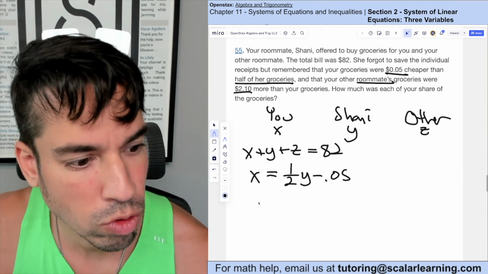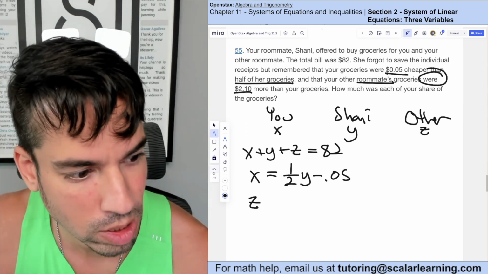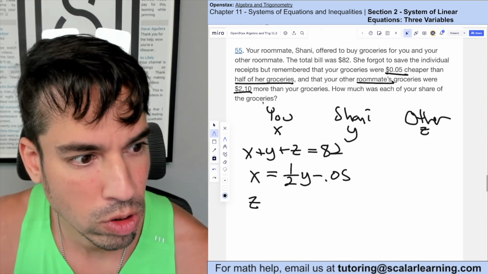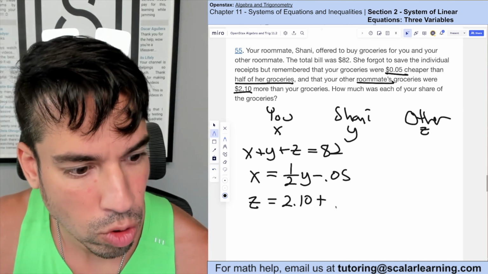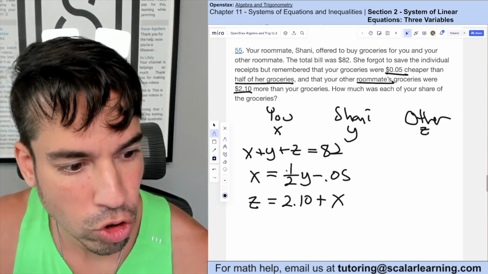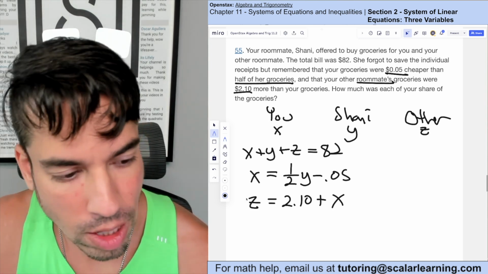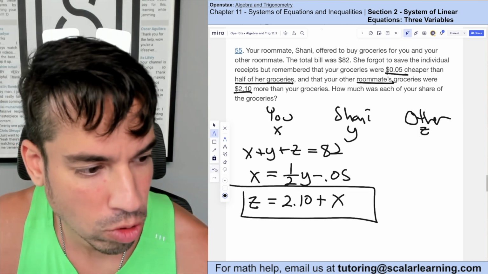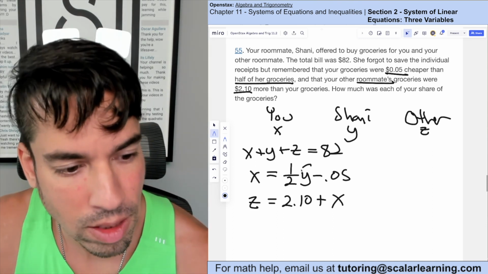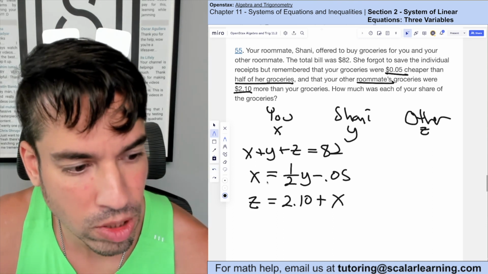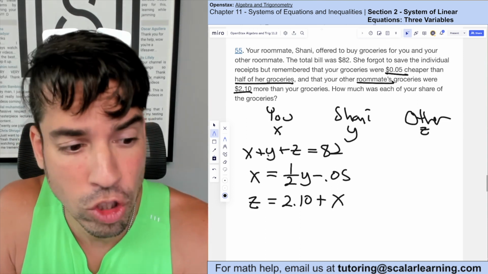And that your other roommate's groceries, Z, were, notice this 'to be' verb, were, is always equal. Your other roommate's groceries were $2.10 more than your groceries, which is X. All right, now we got our triple system. So what I'm gonna do right off the bat is we can do a little substitution. Check it out. Right now I know that this equation is in terms of just Z and X. Well, if I can isolate Y here and then substitute whatever that is in for this top equation, I'll get two equations with just X and Z.